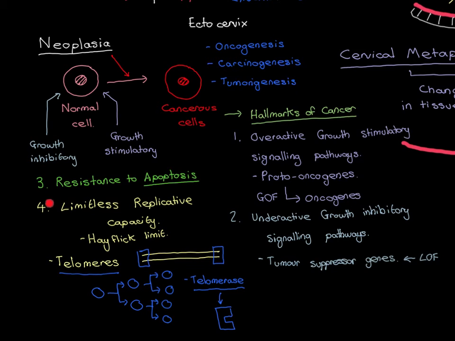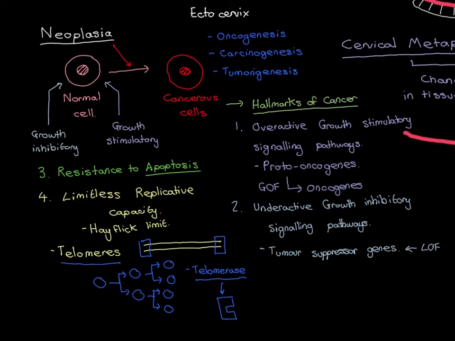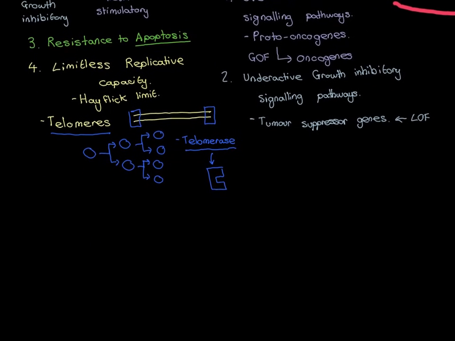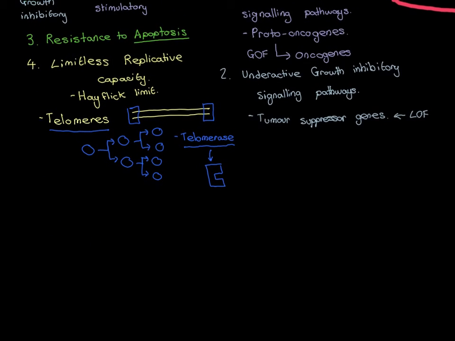They also need to have a limitless replicative capacity, and they often do this by overexpressing telomerase, this enzyme that's important in embryology and important in some tissues in the body where we need rapid cell division. For instance, in stem cells, such as the basal cells that we saw in our squamous stratified epithelium of the ectocervix. Okay, right. So let's continue on now with property number 5.